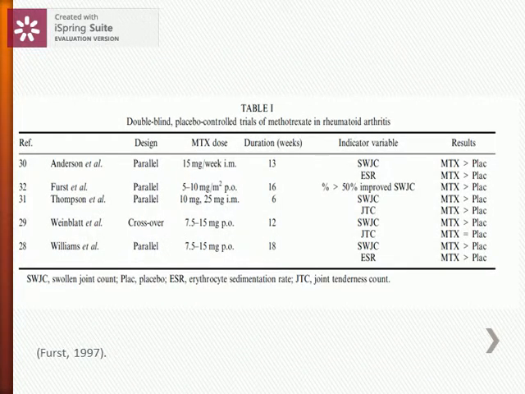Here on this graph, you can see a number of tests testing the SWJC down the bottom there, swollen joint count, joint tenderness count, tested from 5 journal articles of parallel and crossover design, number of weeks, different amounts of dose, and we can see that methotrexate compared to the placebo had a greater reduction in swollen joint count and joint tenderness count than the placebo.